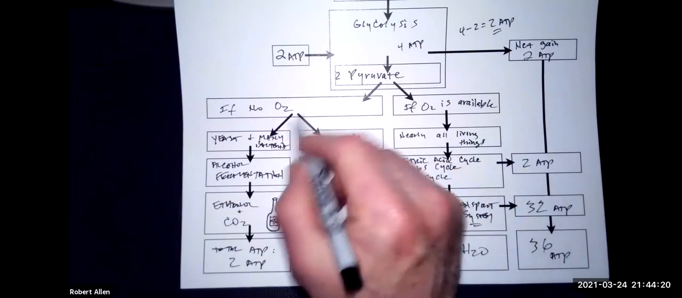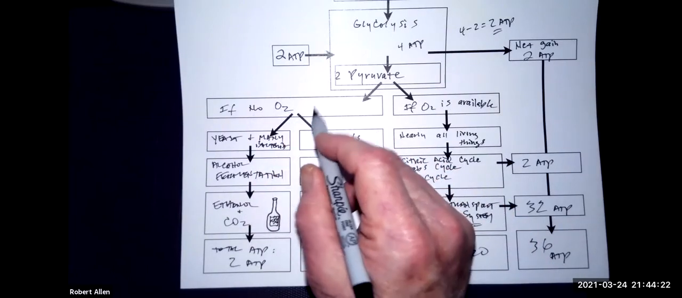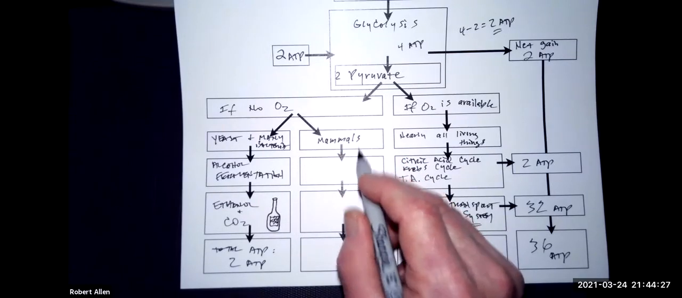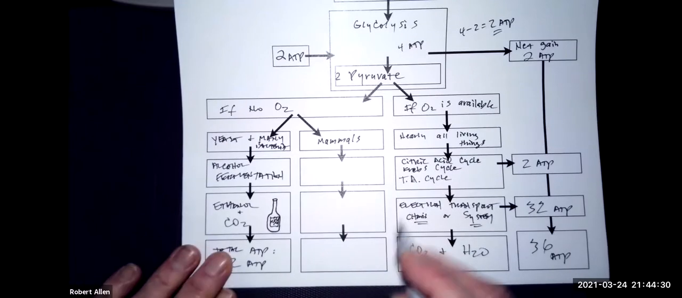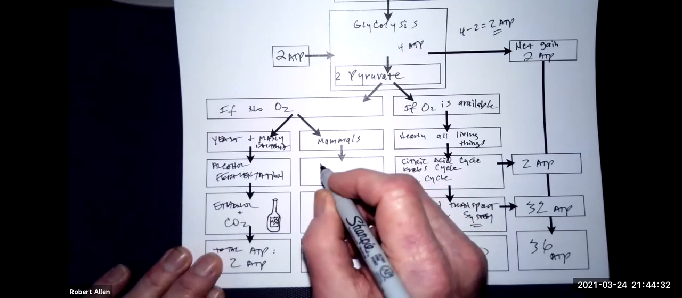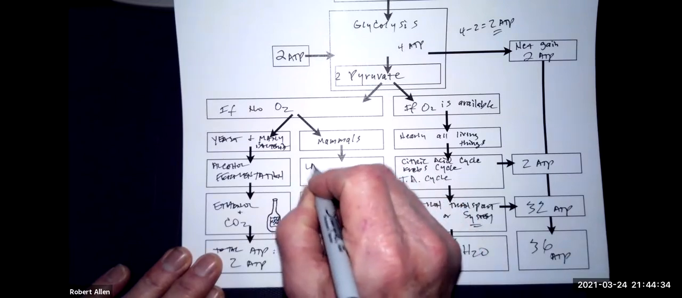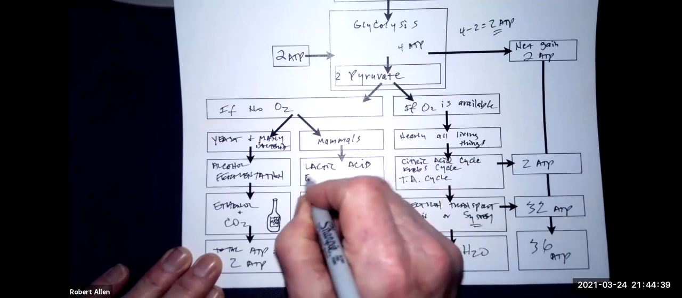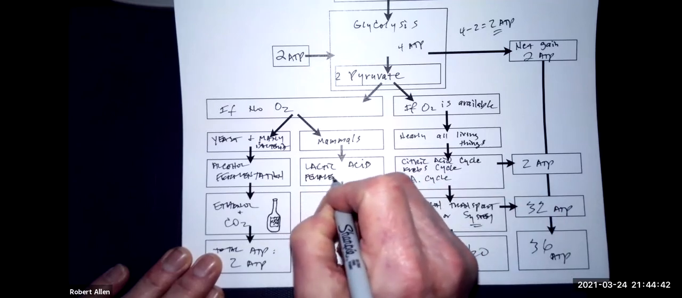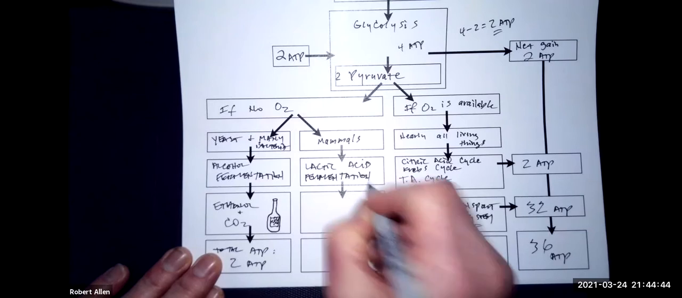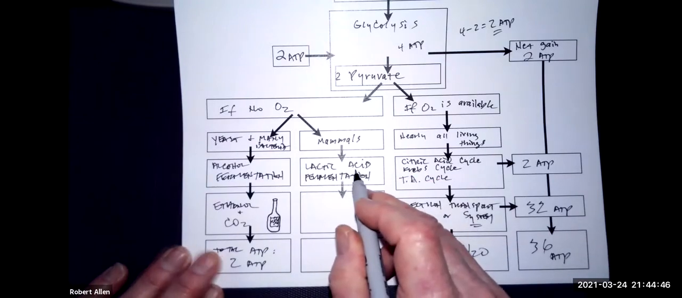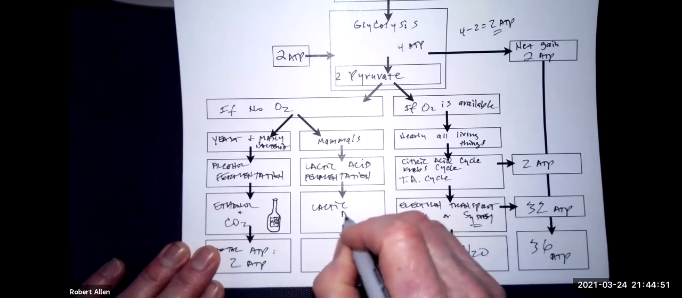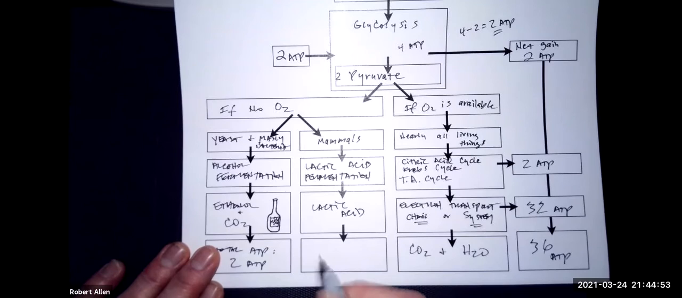If you're out of shape, your system's not used to bringing in O2, or you're not breathing enough, or you need way more oxygen than you possibly could breathe, well, you're going to go under this process right here. You're going to go under a process called lactic acid fermentation. Lactic acid fermentation produces lactic acid. There it is, lactic acid.